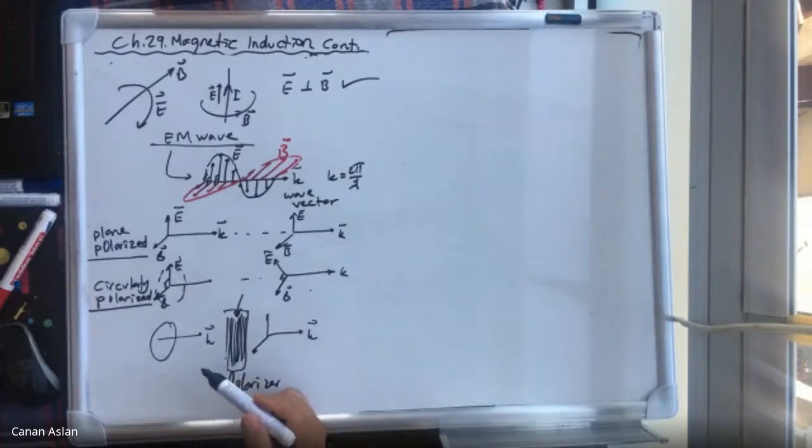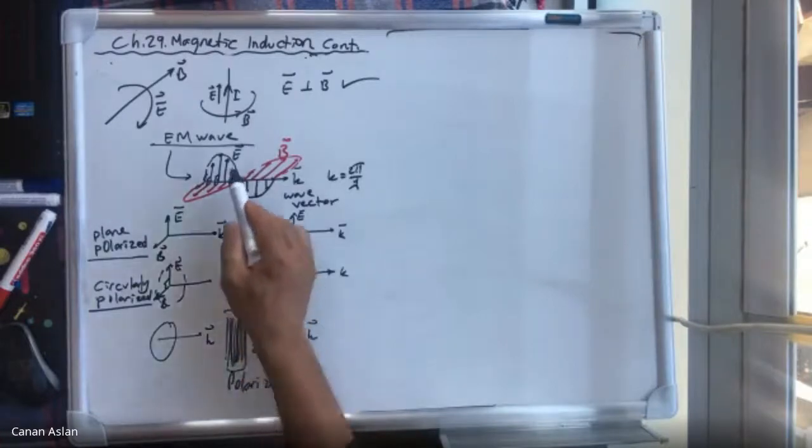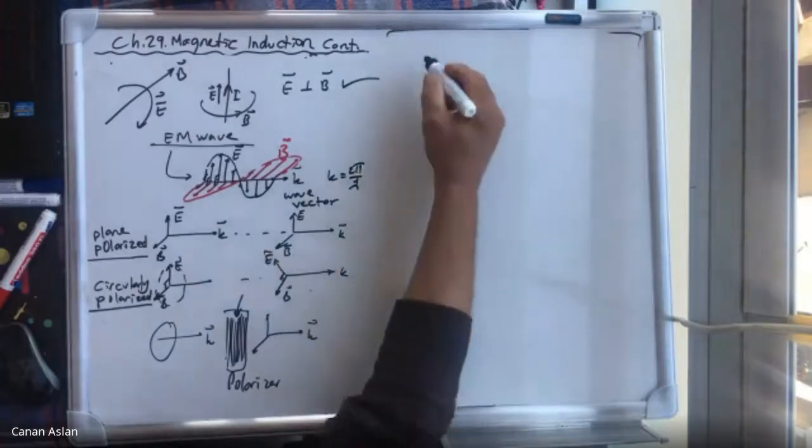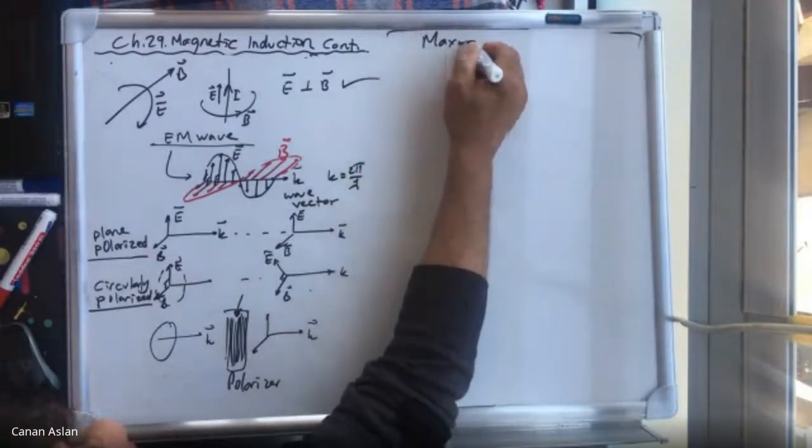Good. So we learned how the magnetic field and electric fields are connected to each other. Now let's write Maxwell's equations.